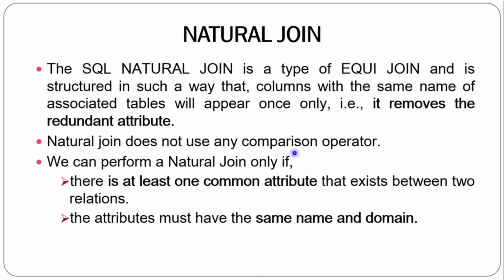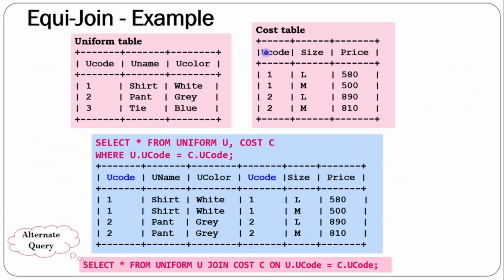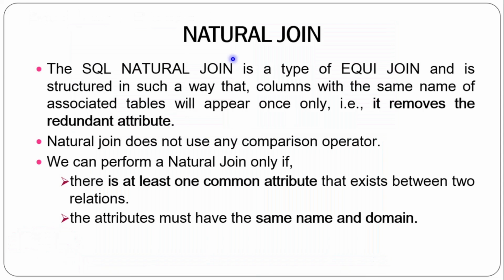Natural join does not use any comparison operator. There we use the equality comparison operator equals, but in natural join there is no comparison operator. We can perform natural join only if there is at least one common attribute that exists between the two relations, and the attribute must have the same name and domain. In Equi-Join, the column names of both the tables can be different. Here it can be code and here ucode. There is no need of same column names for Equi-Join. But while performing natural join, the column should be of the same name, and natural join removes the redundant attribute.